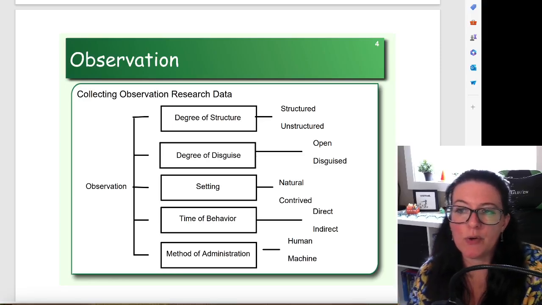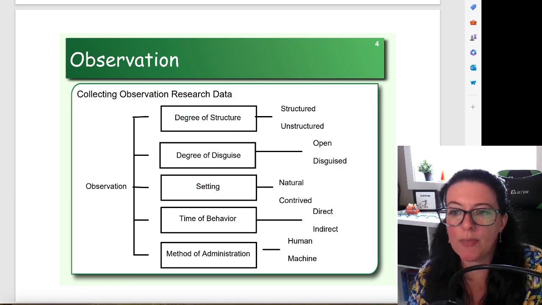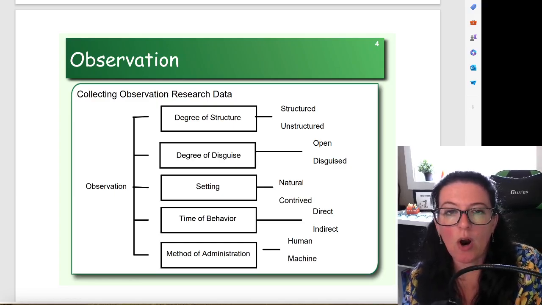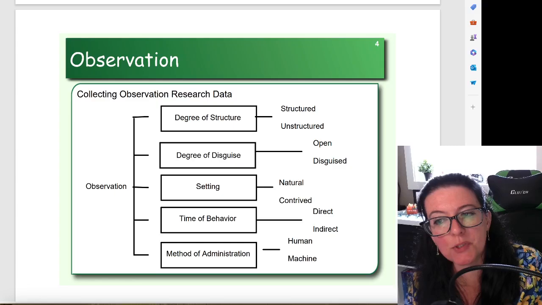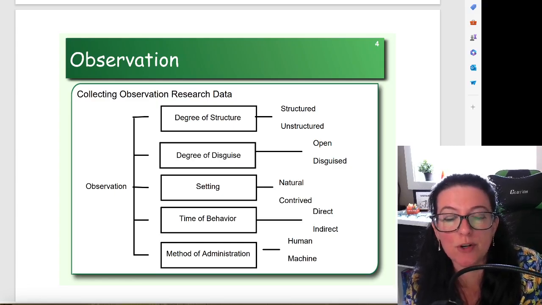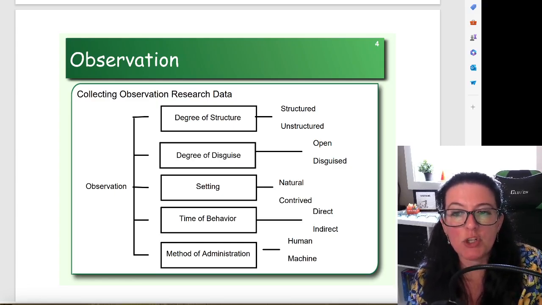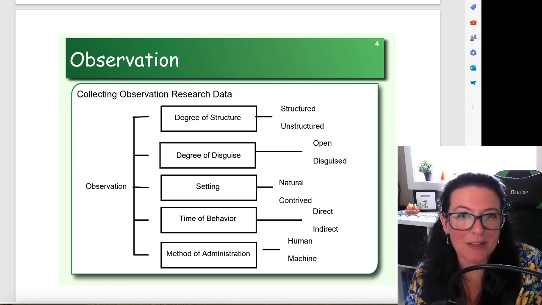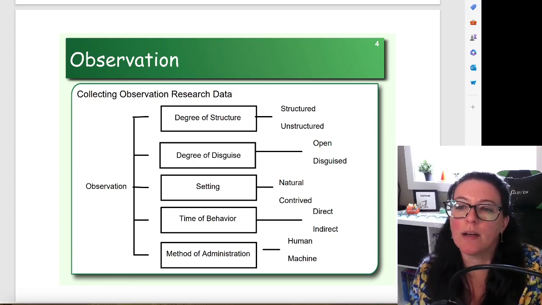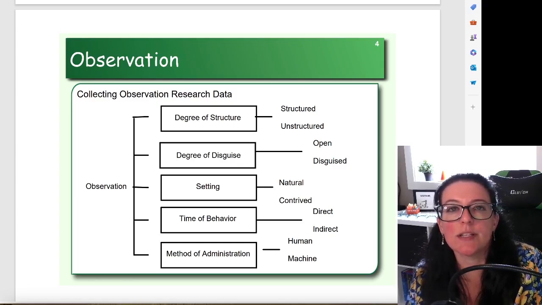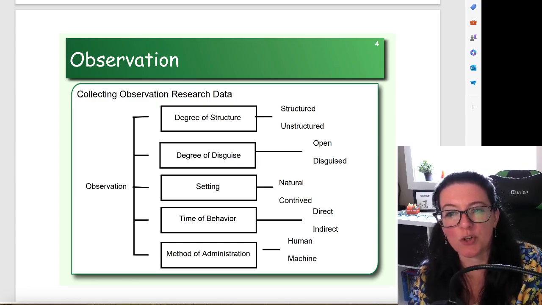In the last of our videos on observational research, we're going to look at the method of administration. Are we having humans observe other humans or humans observe phenomenon, or are we having machines observe humans or machines observe phenomenon? So this is the last of the considerations as you're designing an observational research project.